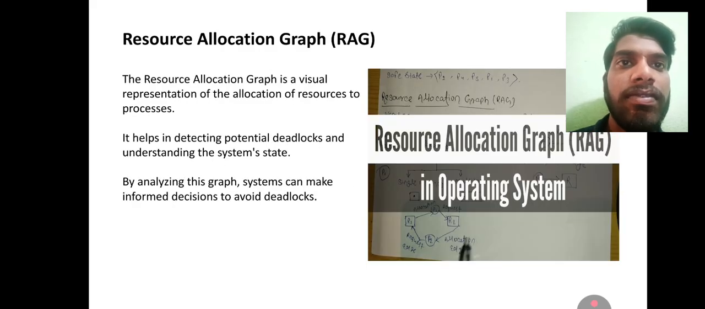Resource allocation graph. The resource allocation graph is a visual representation of the allocation of resources to processes. It helps in detecting potential deadlock and understanding the system state. By analyzing this graph, the system can make informed decisions to avoid deadlocks.